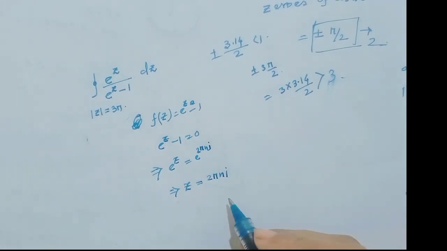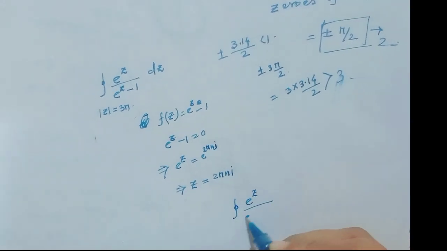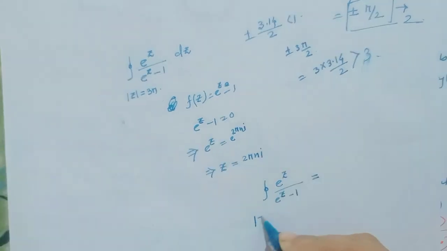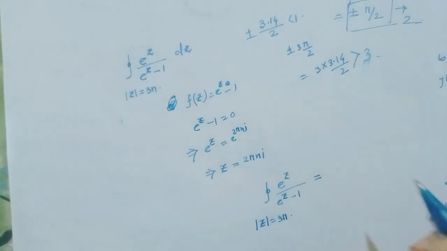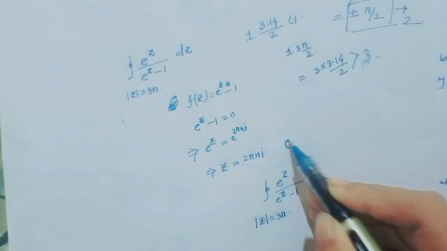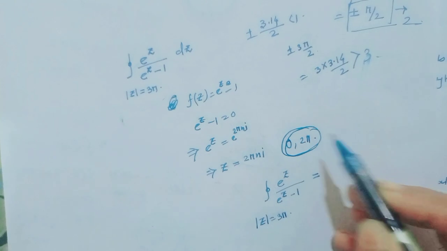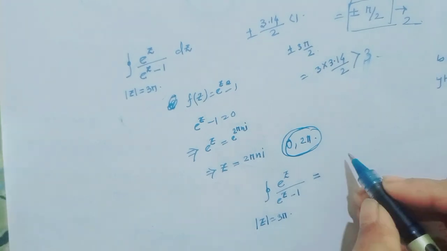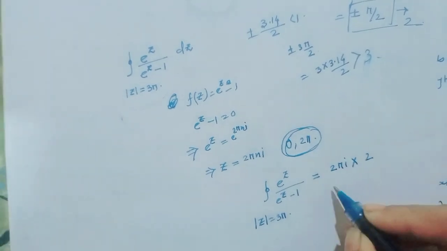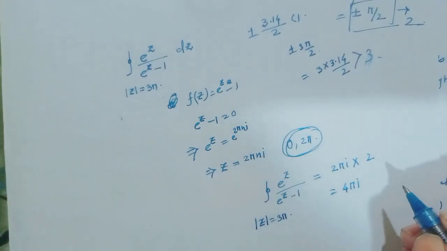That means for this integration of e to the power z over e to the power z minus 1, here the circle is mod z equal to 3π. That means only when n equal to 0, the zeros at 0 and 2π, these 2 zeros are inside the circle. So this value is 2πi into the number of zeros, which is 2, that means this value is 4πi. I hope all my viewers have understood this type of question easily.